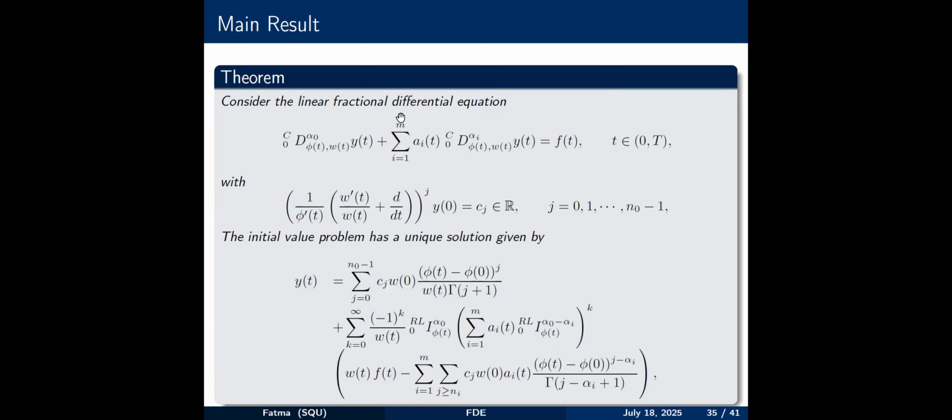Okay, so here is the problem with this initial condition. It has a unique solution given by this form. Again, there is a multiple here, okay? Now we need to see examples.